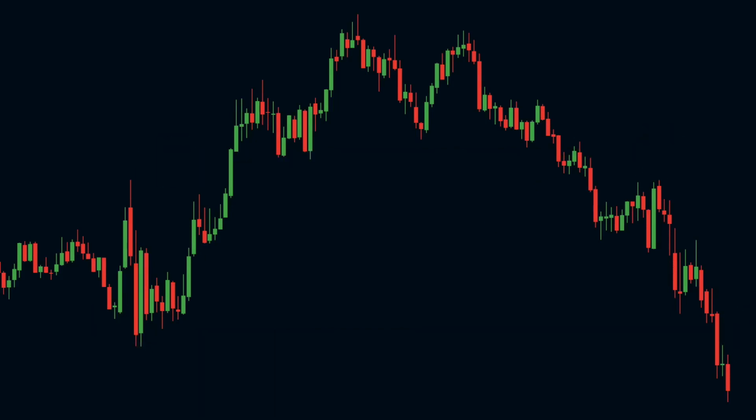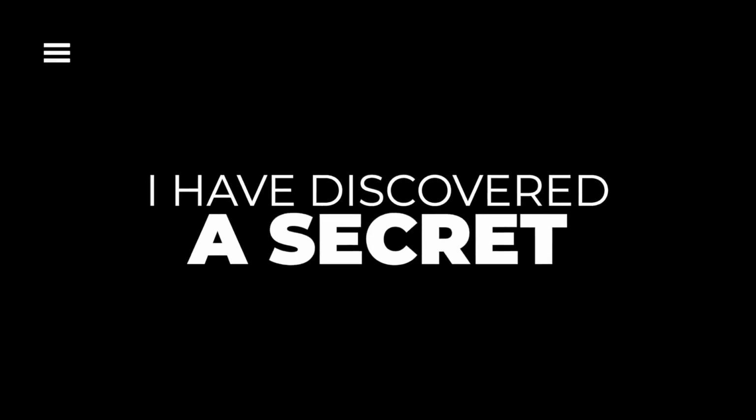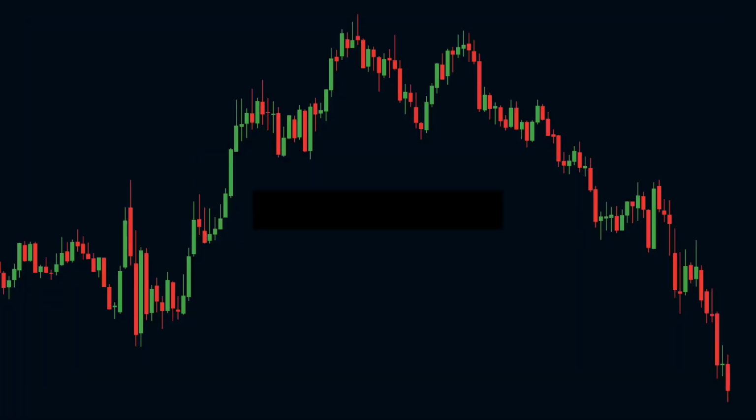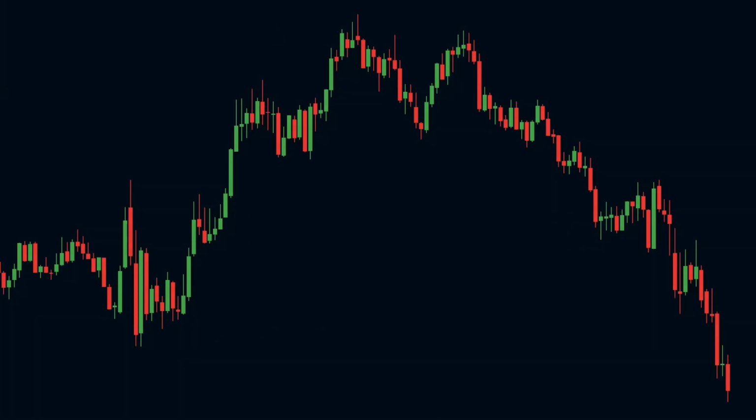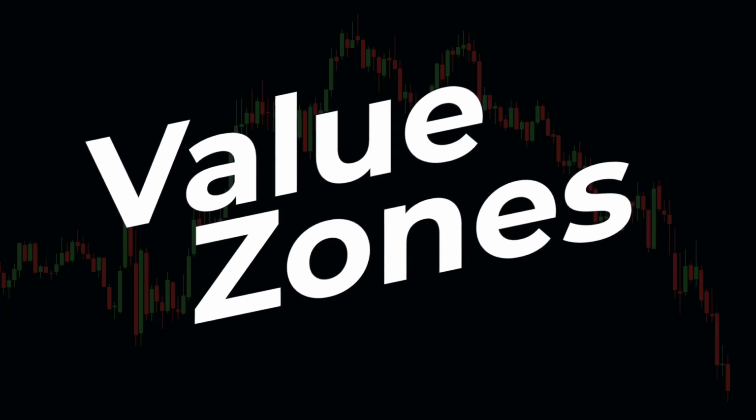A lot of traders find it very difficult to trade using support and resistance levels. Through my experience and research, I have discovered a secret. This secret helps me identify powerful areas on the price chart that have the capability to reverse the markets. I like to call these areas value zones.